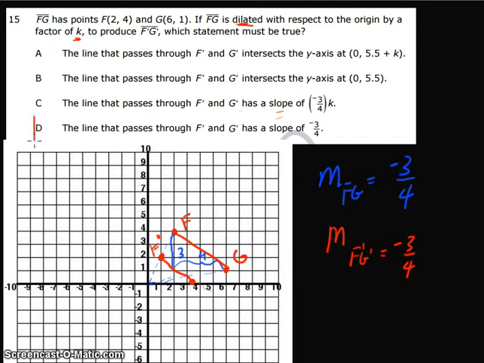And that completes this problem. The correct answer would be choice number D.